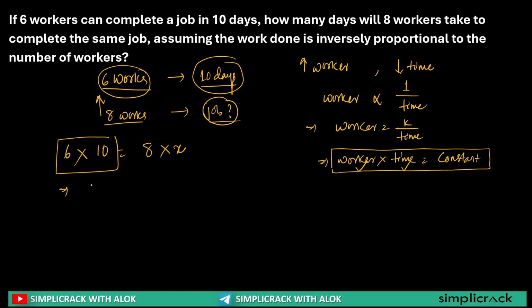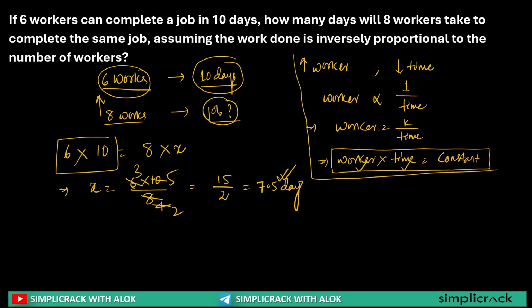Now I can solve it. X is equal to 6 into 10 divided by 8. If I solve it, 2 4s are 8, 2 5s are 10, then 2 2s are 4, 2 3s are 6. So 3 into 5 is equal to 15 by 2. So 15 by 2 is equal to 7.5 days. So the 8 workers can complete the whole work in 7.5 days. That's how you should be solving the question. This is a time and work question, and we are implementing the methodology of ratio and proportion over here.